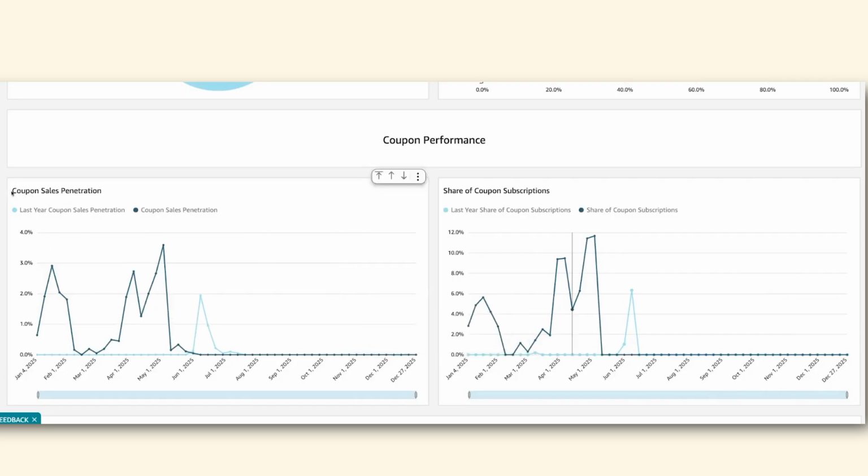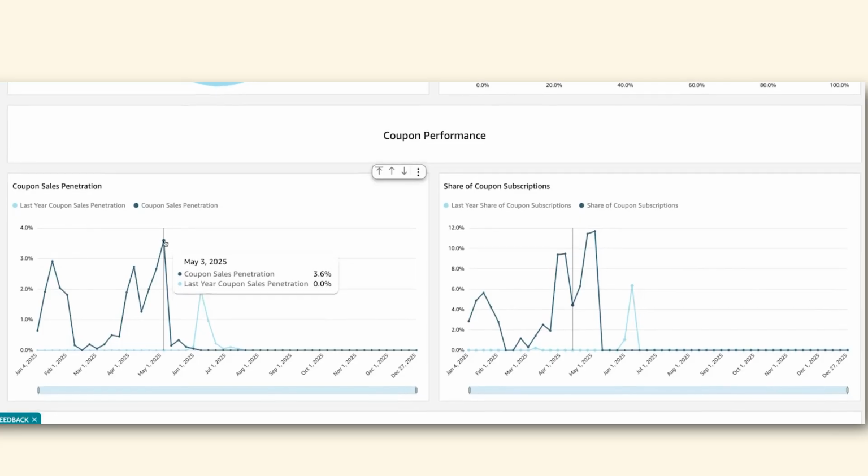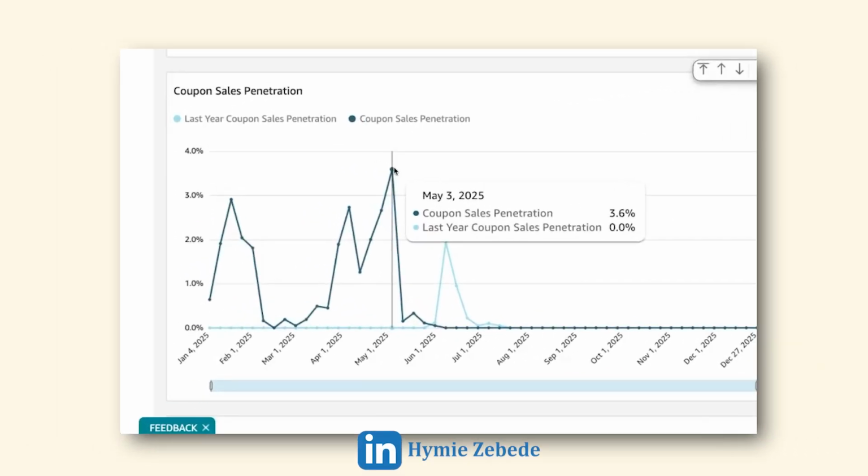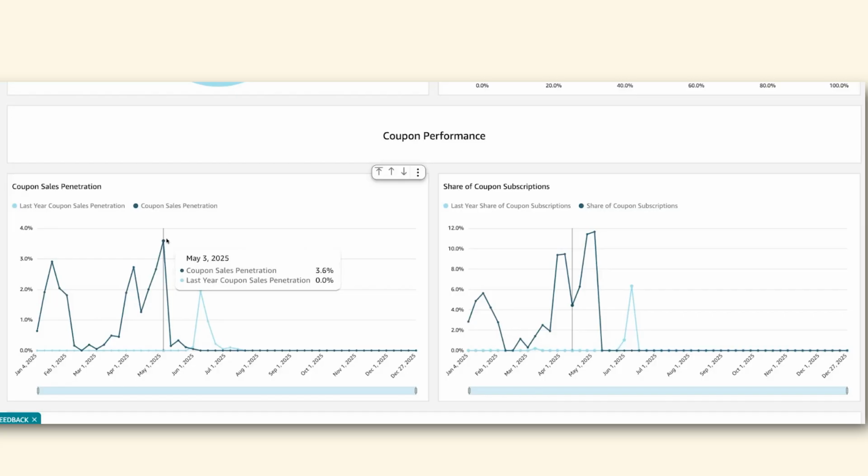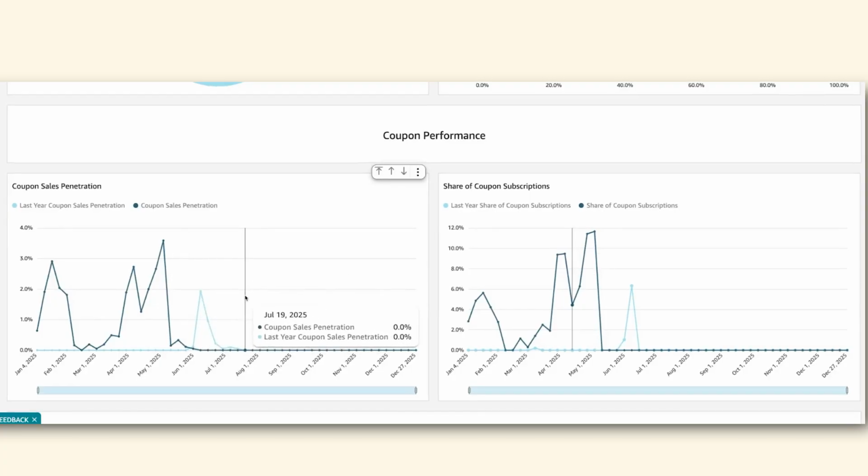So I want to show you over here. It says coupon sales penetration. Again, this is the overall revenue, how much the subscribe and save really affected our overall revenue. So you can see it actually had a very big impact on our total sales for the company. You can see over here, May 3rd, coupon sales penetration was 3.6%. So it made a very big difference when we had those coupons. Again, we had to shut off our coupons. The light blue is from last year. We had to shut off our coupons because inventory is a real challenge. It's a real thing to be able to keep up with that demand.